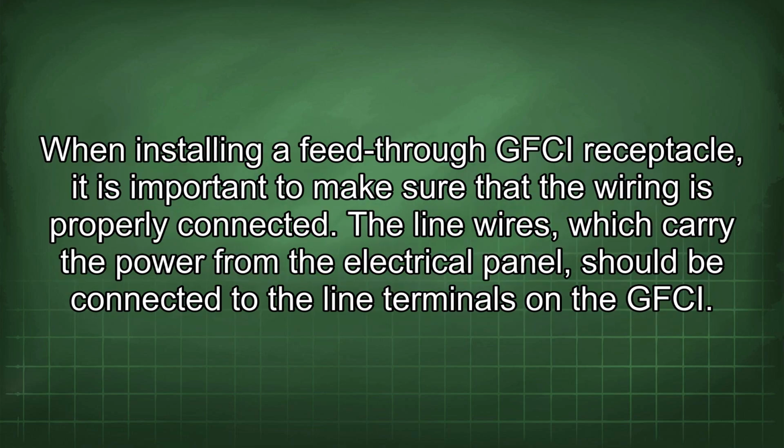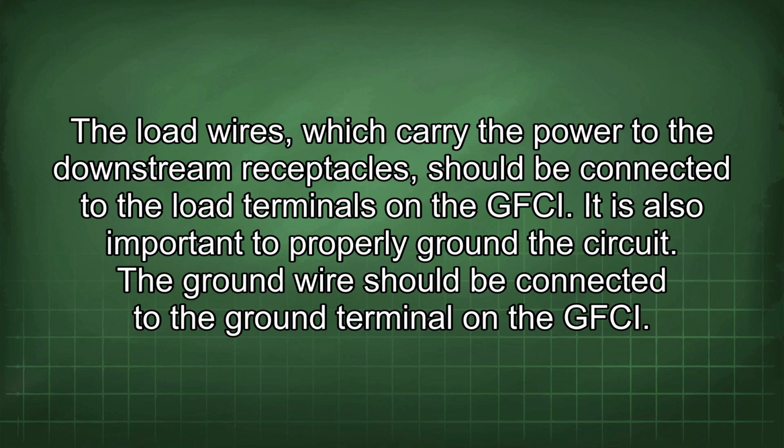When installing a feed-through GFCI receptacle, it is important to make sure that the wiring is properly connected. The line wires, which carry the power from the electrical panel, should be connected to the line terminals on the GFCI. The load wires, which carry the power to the downstream receptacles, should be connected to the load terminals on the GFCI. It is also important to properly ground the circuit. The ground wire should be connected to the ground terminal on the GFCI.